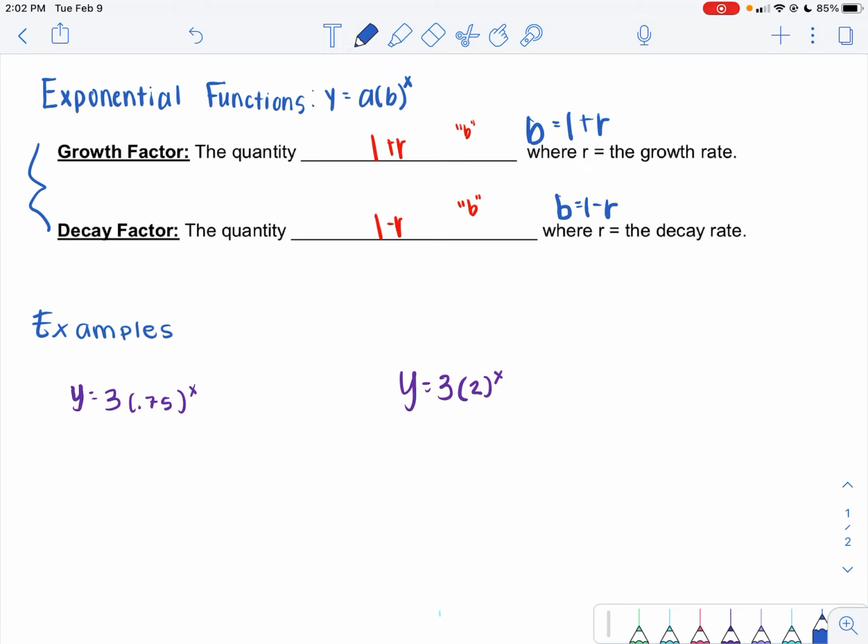So if we look at these examples here, I want to figure out if each one is a growth or decay, and then from there I can figure out the factor and the rate. So on this first one, y equals 3 times 0.75 raised to the x. The b is what's being raised to the x power, so here it's 0.75. So since 0.75 is less than 1, so b is less than 1, that means we have a decay. So we can figure out the decay factor as well as the decay rate.